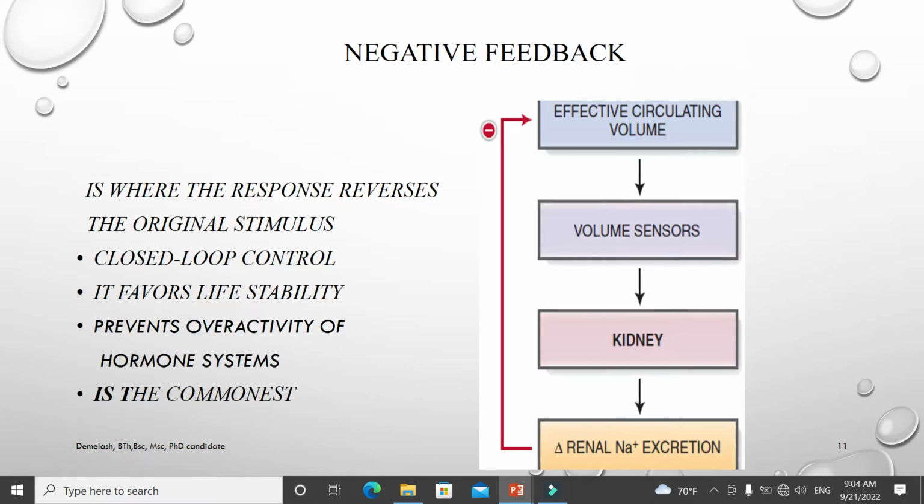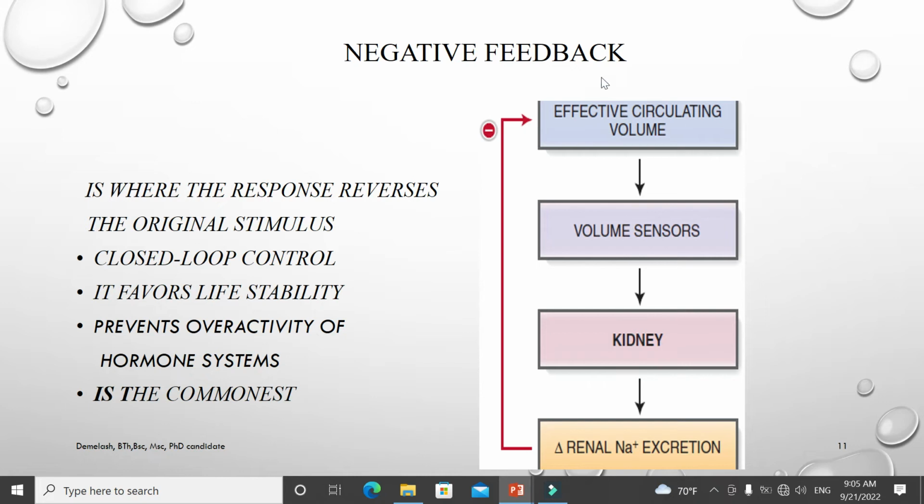Okay, so how does negative feedback work? It is where the response never reverses the original stimulus. It is in the form of closed loop control. It favors stability mostly, but prevents overactivity of hormone synthesis, and it is the commonest in our body system.